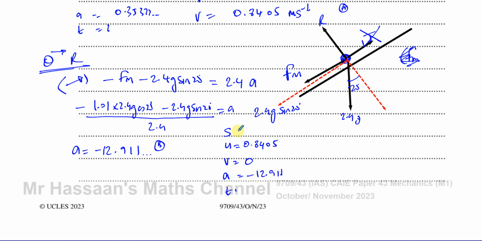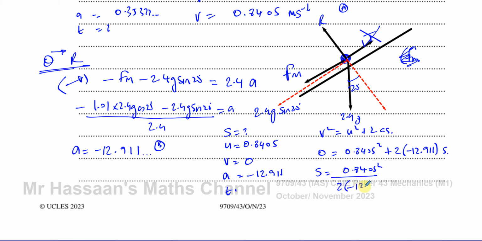So we have here 0 equals 0.8405 squared plus 2 times minus 12.911 times S. So S is going to be equal to, when we divide them, negative divided by negative will be positive. So you have 0.8405 squared over 2 times minus 12.911, and that's going to give me the amount it moved up the plane after that 1 meter.